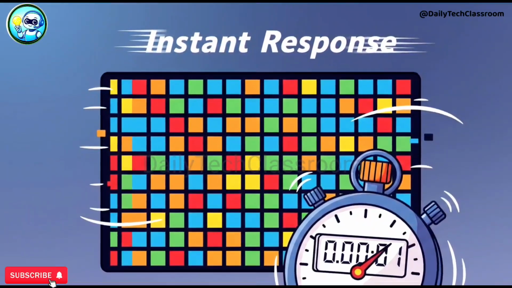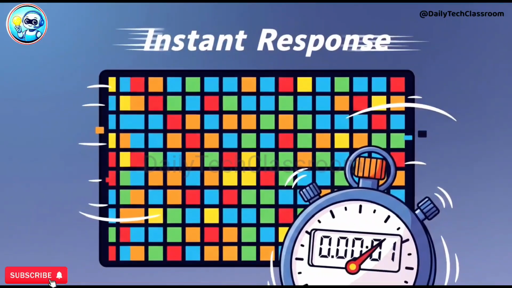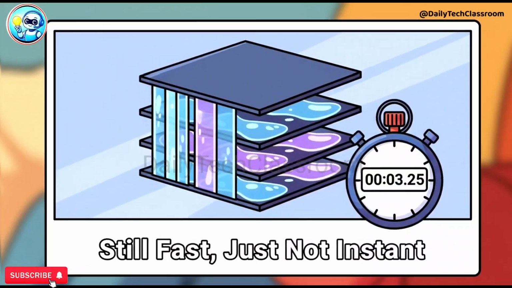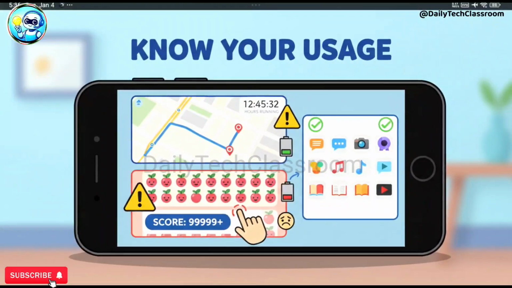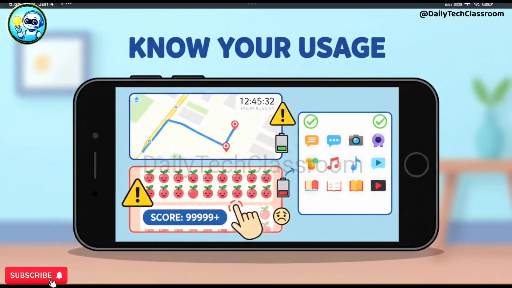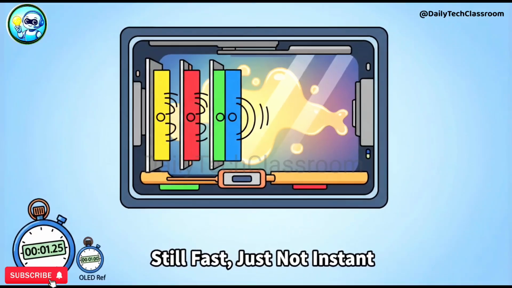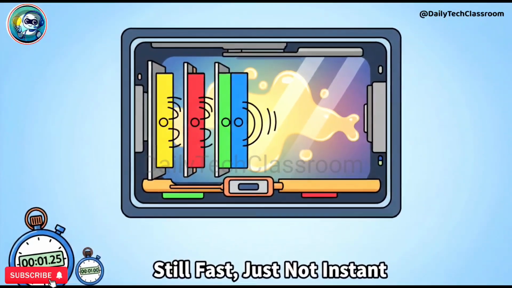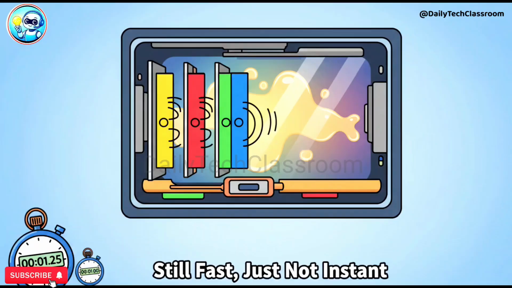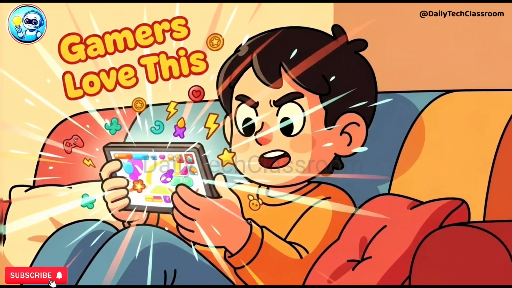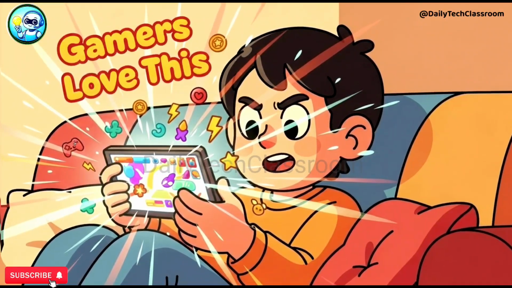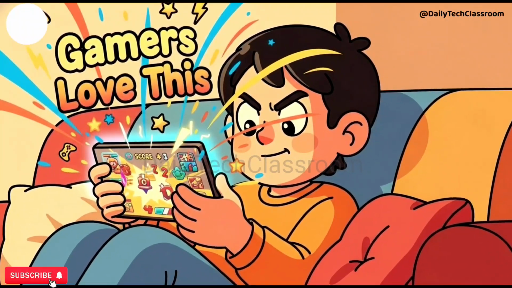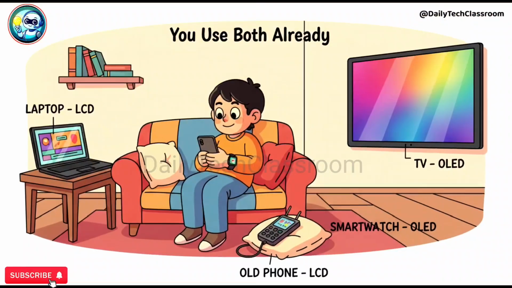Here's another thing most people don't think about: response time. That's how fast the screen can change from one image to another. OLED is faster, way faster, because each pixel just switches on or off instantly. LCD has to wait for those shutters to move and the liquid crystals to shift. It's not slow, but it's not instant. Gamers love OLED for this reason. Everything feels smoother, more responsive. If you play a lot of fast-paced games on your phone, you'll notice the difference.